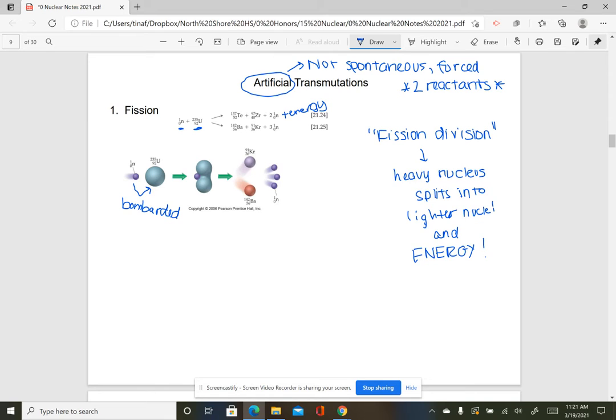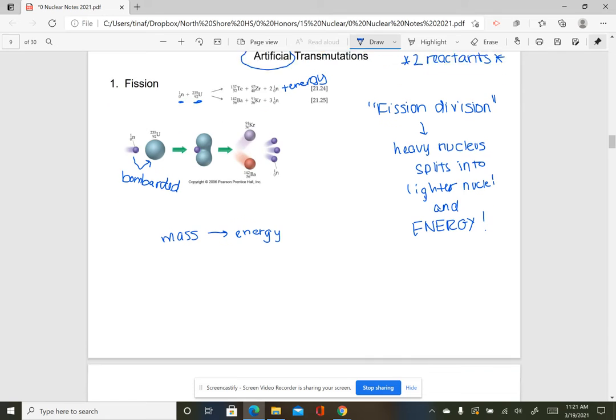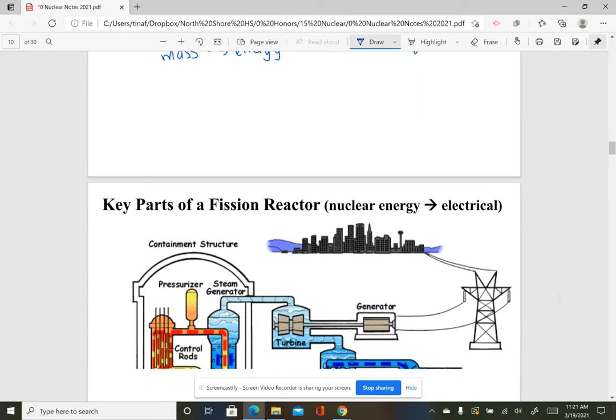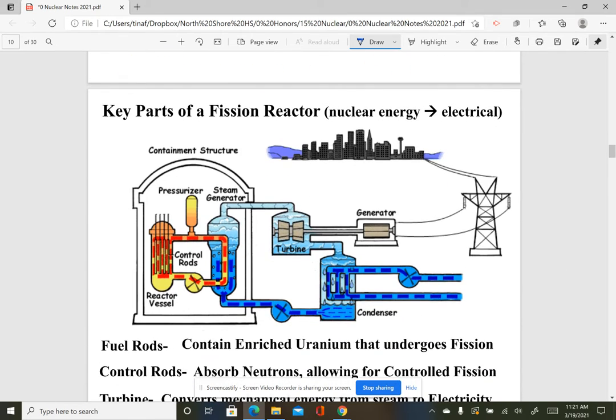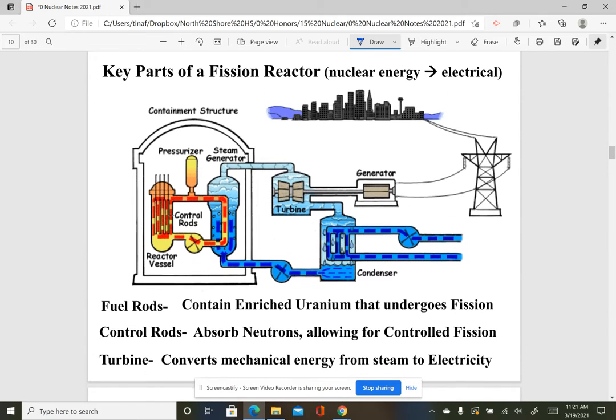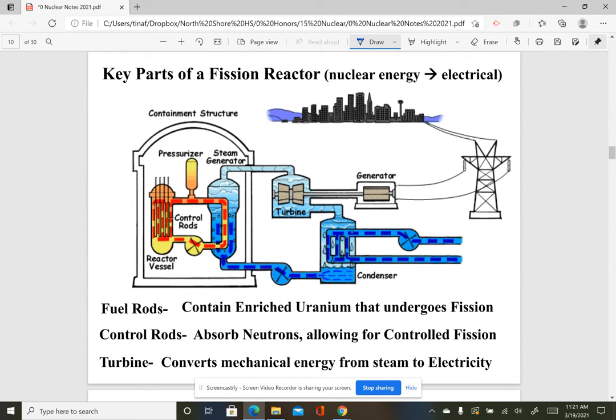Okay. And what happens is that a little bit of mass is actually converted into energy. We're getting a tremendous amount of energy here. Okay. So that's a fission reaction. Fission reactions, they have a couple different uses. One is in a nuclear power plant. So this is just a diagram showing you how we make electricity from a fission reaction.